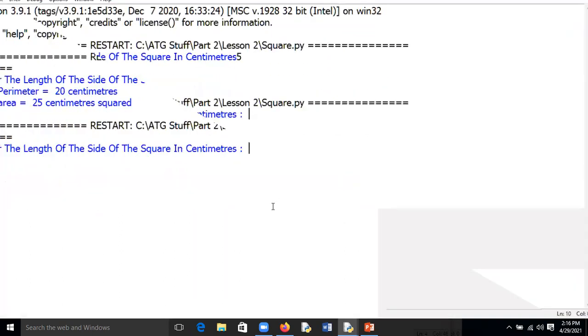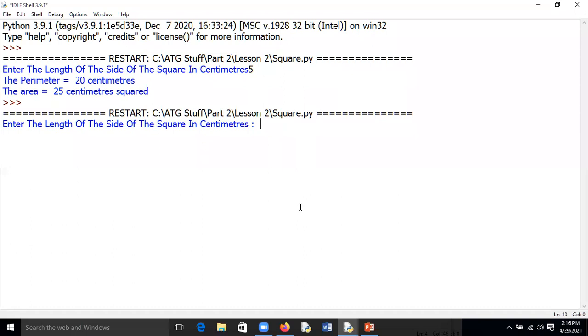Okay. So enter the length of the side. I'm going to enter, say, 7. 7 fours are 28, 7 sevens are 49. And there we go. Perimeter equals 28 centimeters. The area equals 49 centimeters, right?